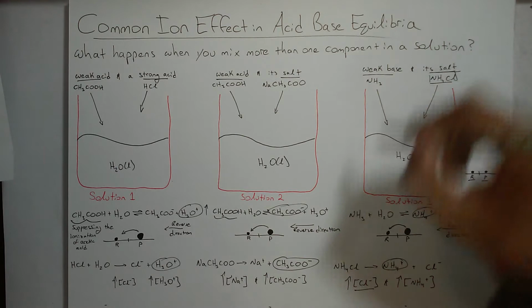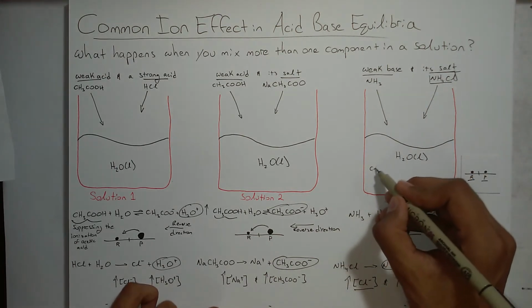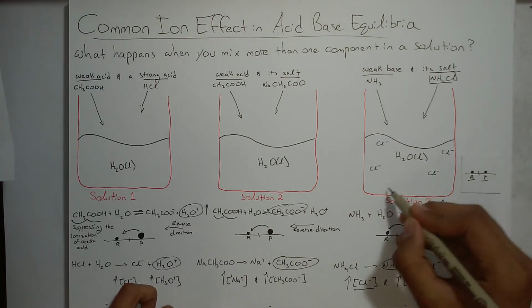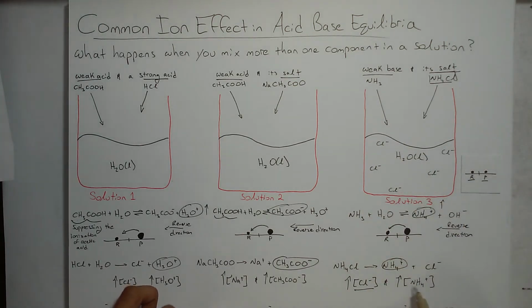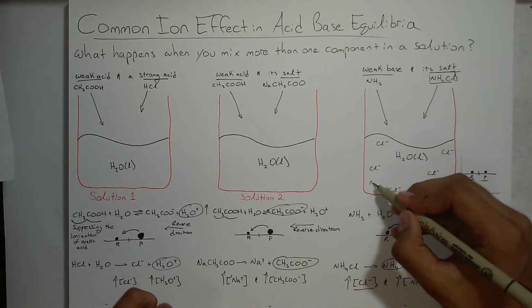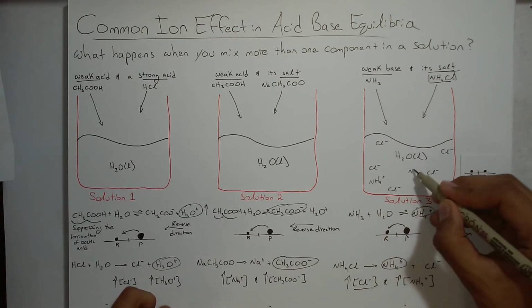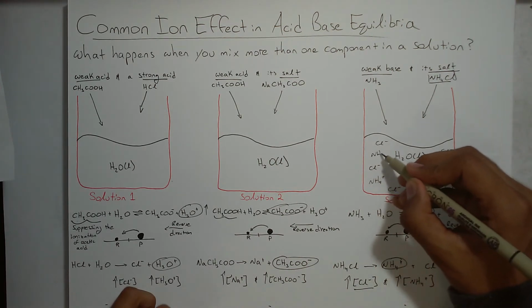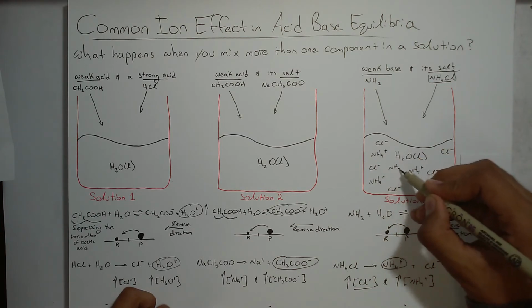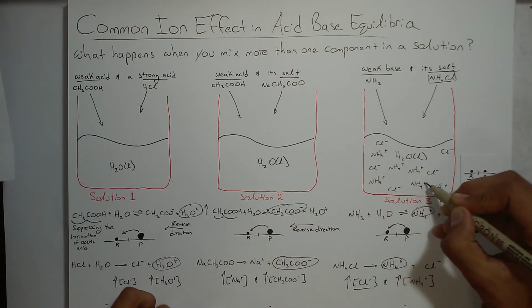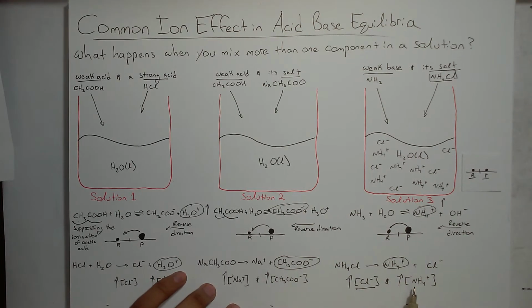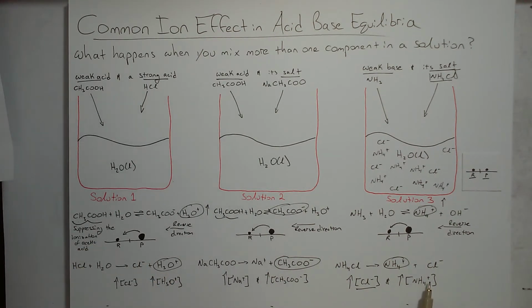So that means if I was actually to look at this particular solution, now I have more Cl- ions floating around. I have Cl- ions over here, over here, over here, and I also have a ton of NH4+ ions floating around as well. So notice that's what this salt did to this solution. It increased the concentration of Cl- and it increased the concentration of the ammonium ion.